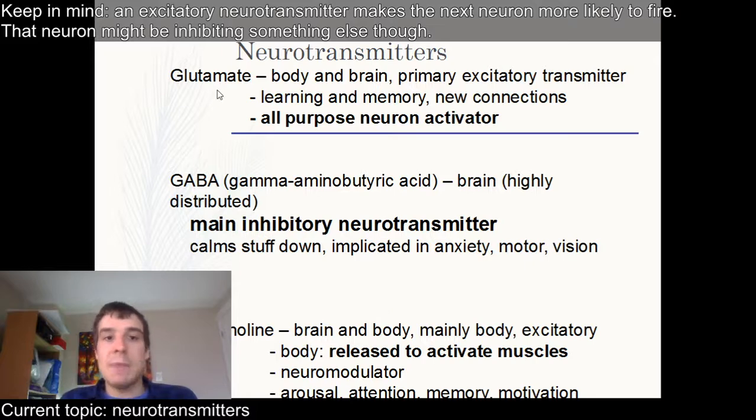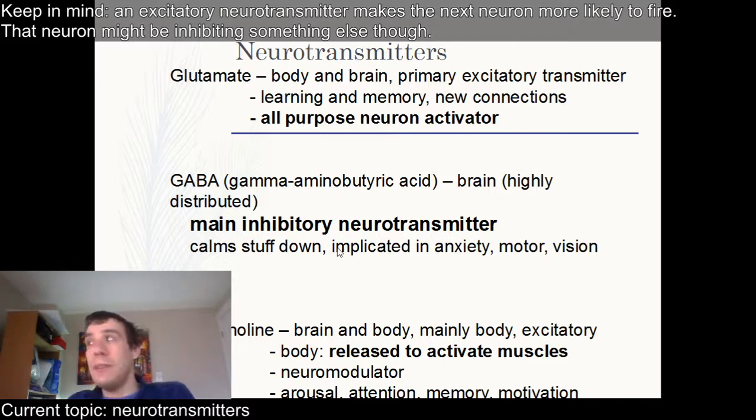The first one, and probably the most important one to know, is glutamate. Glutamate is the all-purpose neuron activator. It is your primary excitatory neurotransmitter. If the presynaptic neuron sends glutamate out into the synapse, the postsynaptic neuron will be more likely to fire. Maybe it'll open up some sodium channels, and it's already got some sodium channels open when the signal comes along. It makes it more likely to fire.